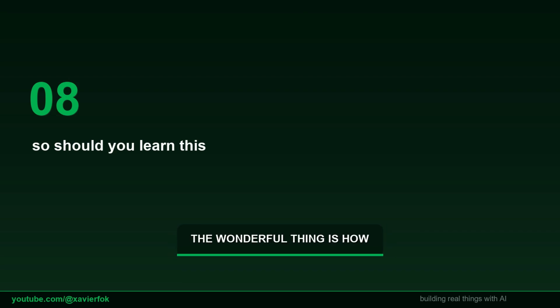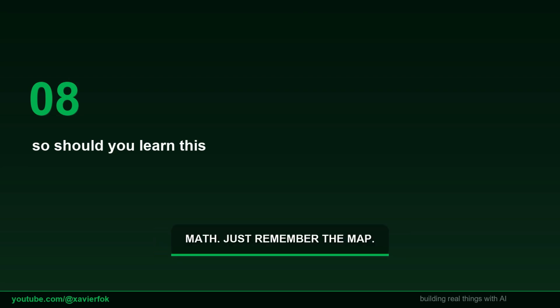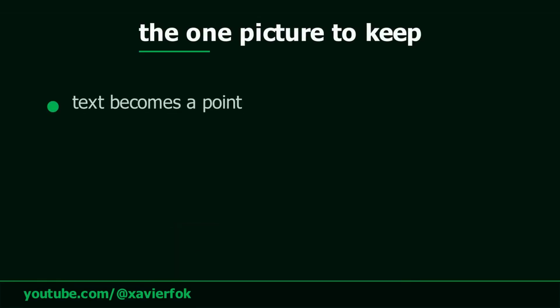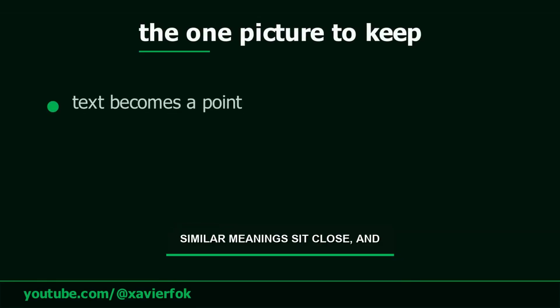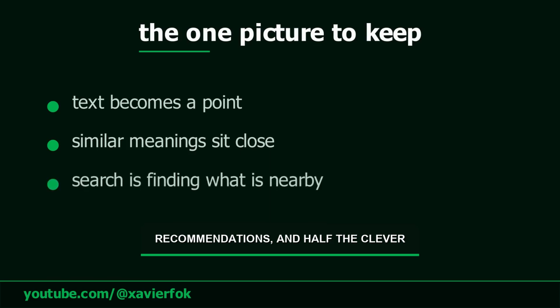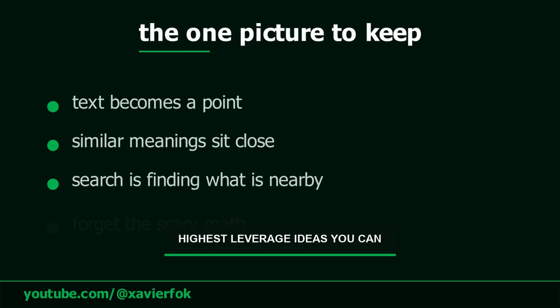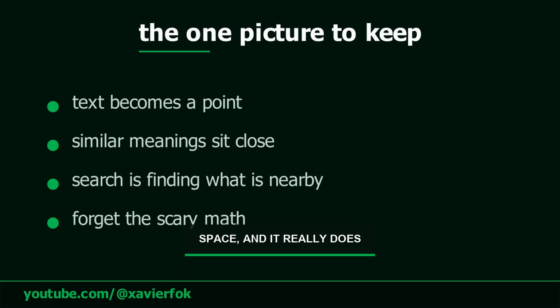And the wonderful thing is how little you actually need to hold. Forget the scary high-dimensional math, just remember the map. Text becomes a point, similar meanings sit close, and search becomes finding what is nearby. Hold onto that one picture, and you can reason about embeddings, retrieval, recommendations, and half the clever features in modern apps without ever getting lost in the jargon. It is one of the highest leverage ideas you can pick up in this whole space, and it really does fit in a single afternoon.